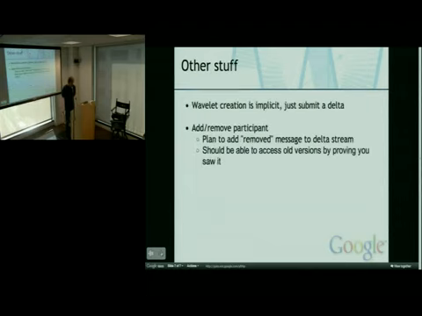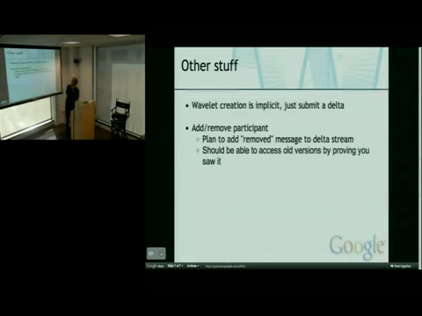A couple of other things. So wavelet creation, the design I posted a few weeks ago had a wavelet creation call. That's not what Google Wave does, and I've sort of flip-flopped back to thinking we should get rid of the explicit wavelet creation again. So wavelet creation then becomes implicit. You just submit a delta at version 0, and whoever gets the first delta in on a wavelet owns it.